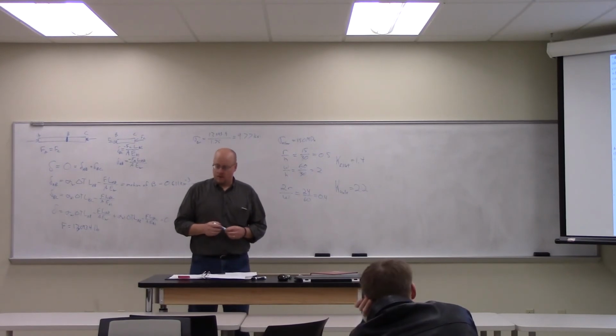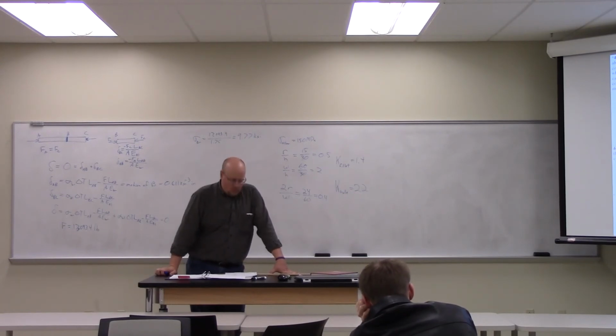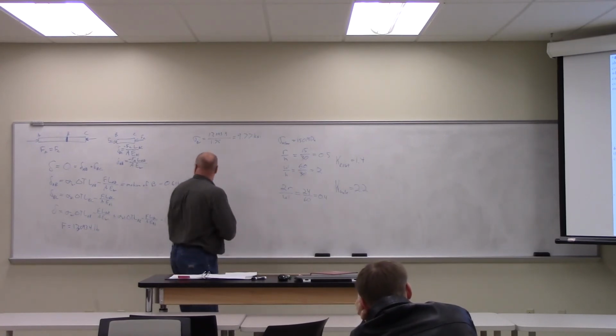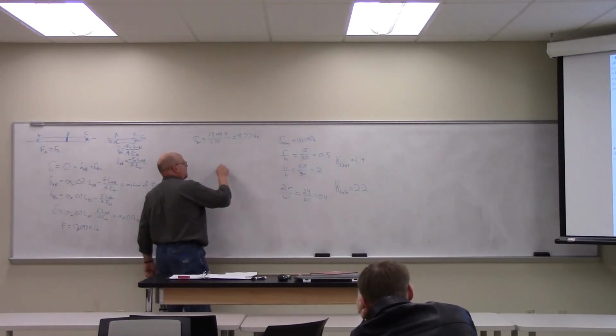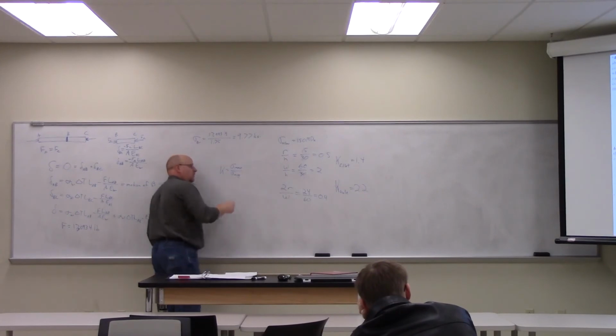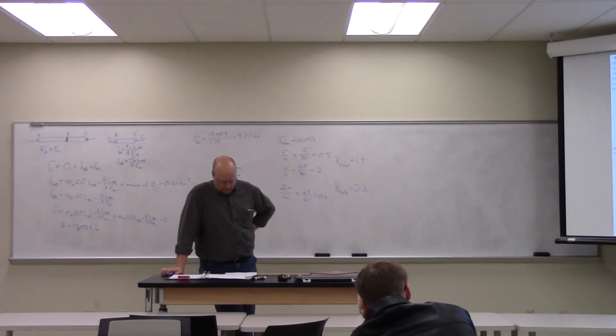What's that? Do these Ks have units? No, because they're a ratio of stresses, not dimensions. K was defined as the max stress over the average stress, so it's a ratio of stresses, and therefore just a unitless quantity. Okay?